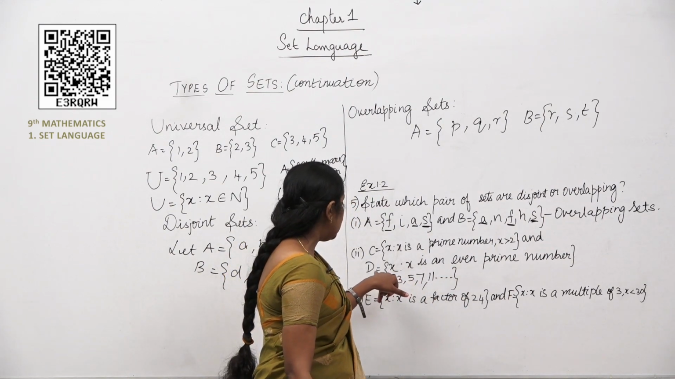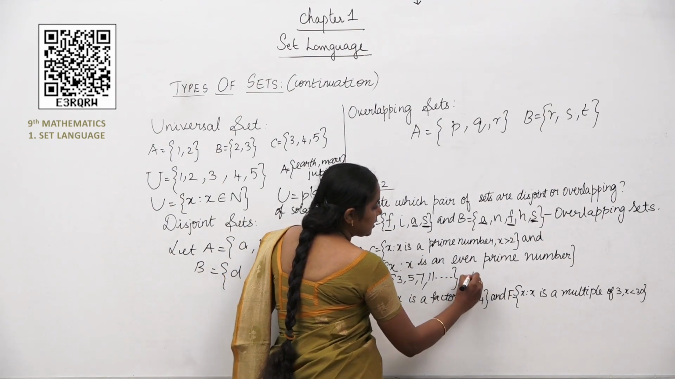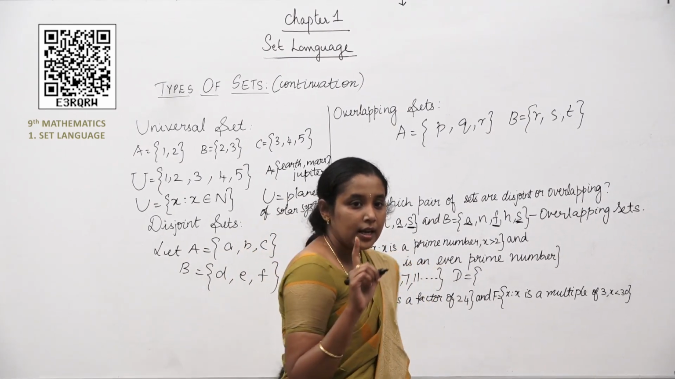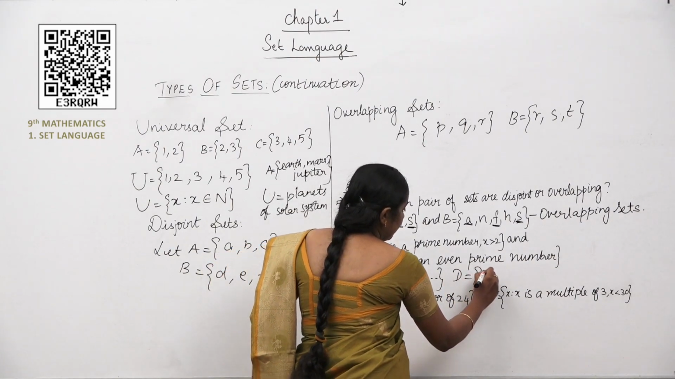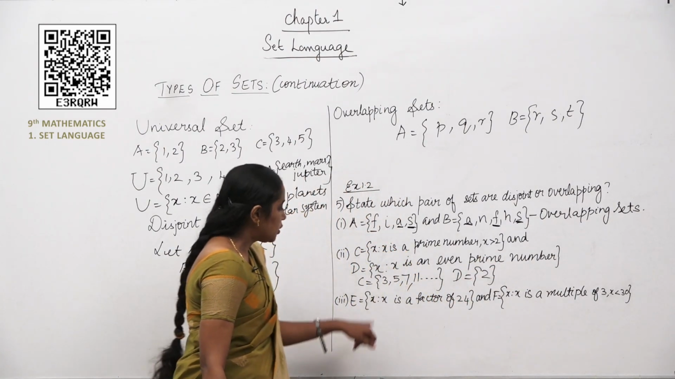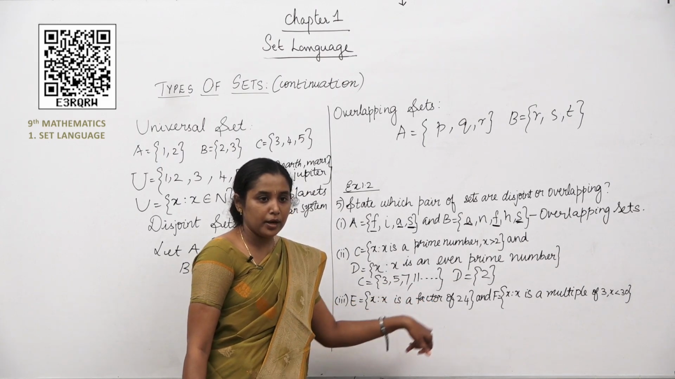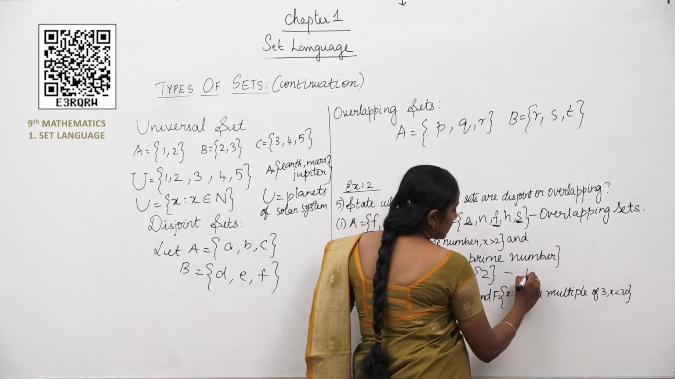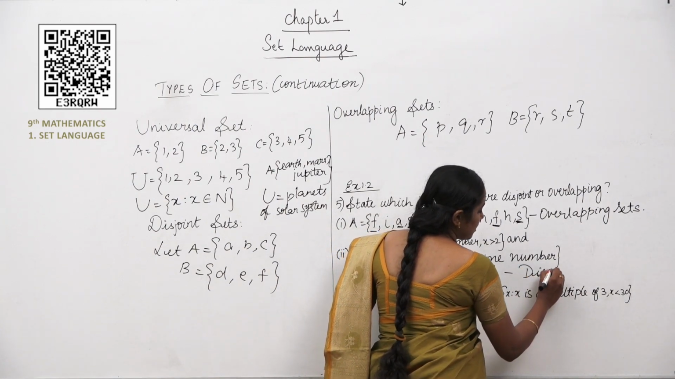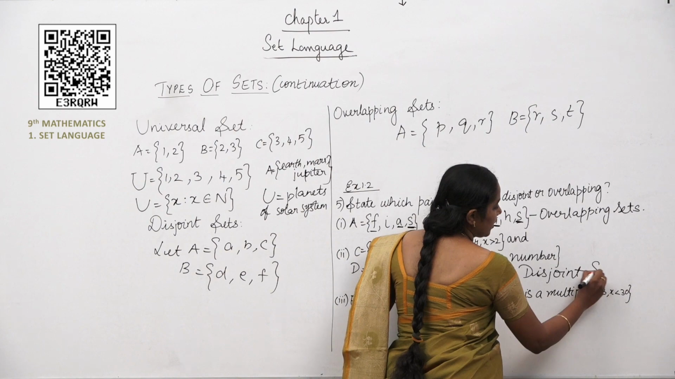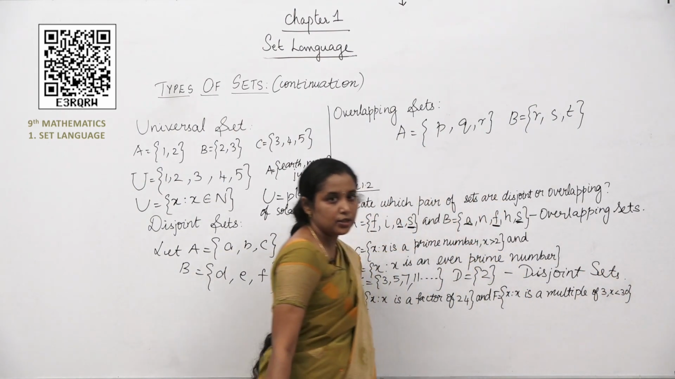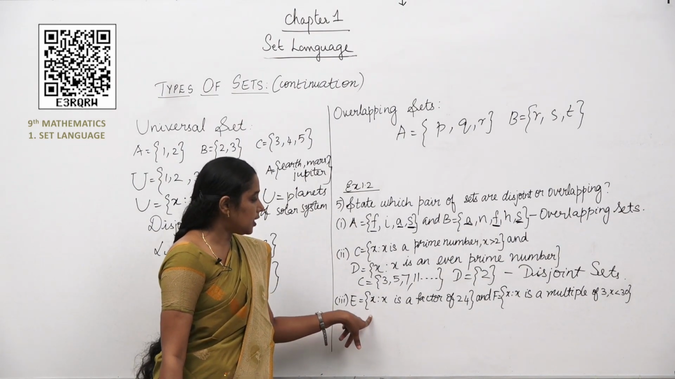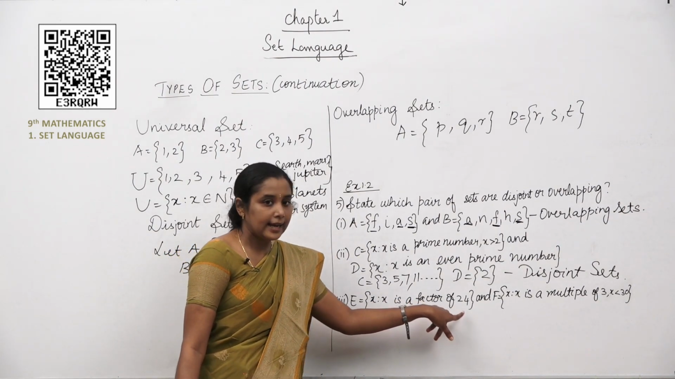Next, D is equal to x such that x is an even prime number. You all know the only even prime number is 2. So here, do you have any common elements? You don't have any common elements, so you will say these are disjoint sets.